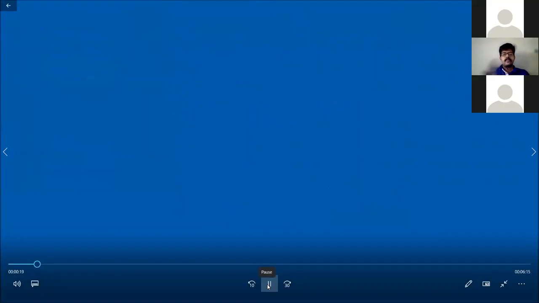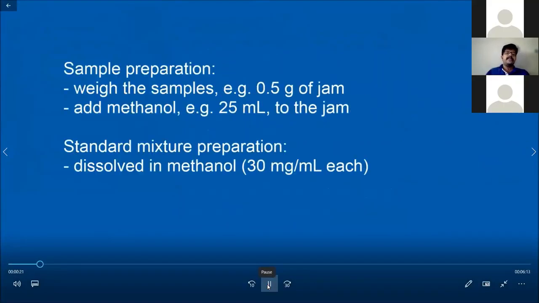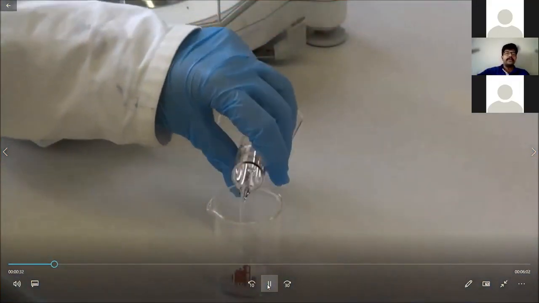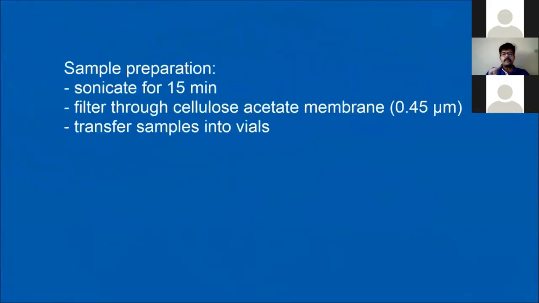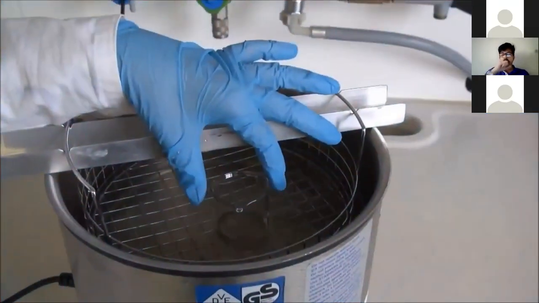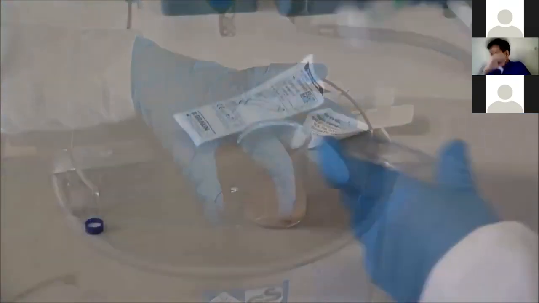Even while I am doing this stepwise approach, my colleague can simultaneously do another experiment at a different step. He may be at the development step, I may be at sample preparation, and my other colleague may be doing application. So many of us can work on the same set of instruments in a single unit of time. As you saw, first the sample, that is the jam, was taken and sonicated for 15 minutes after adding an organic solvent. Methanol and ethanol are most recommended.